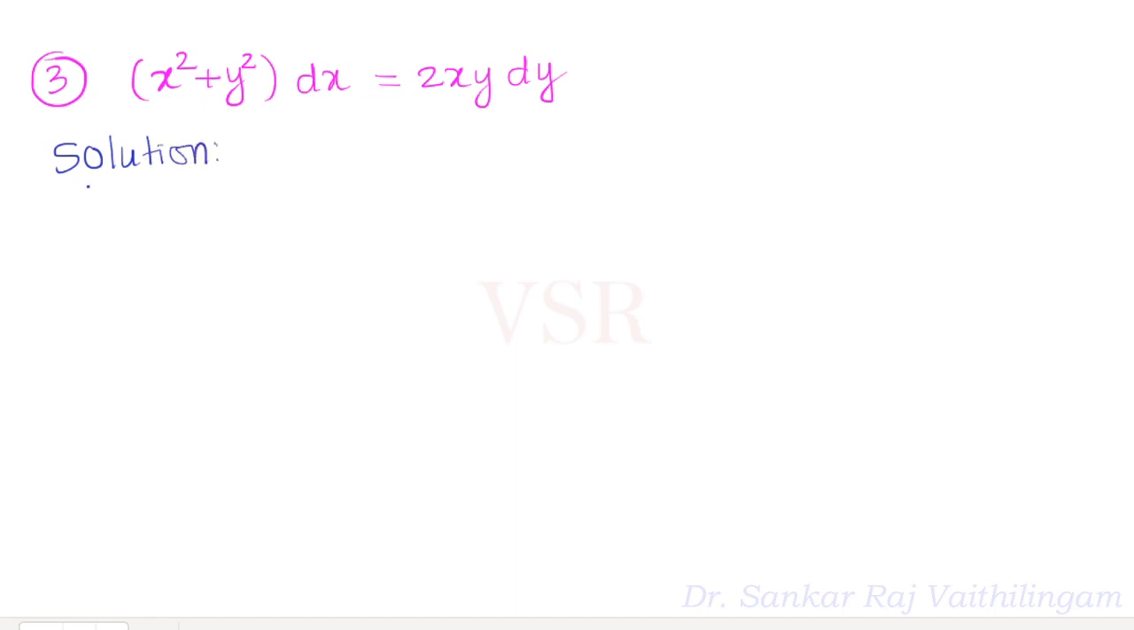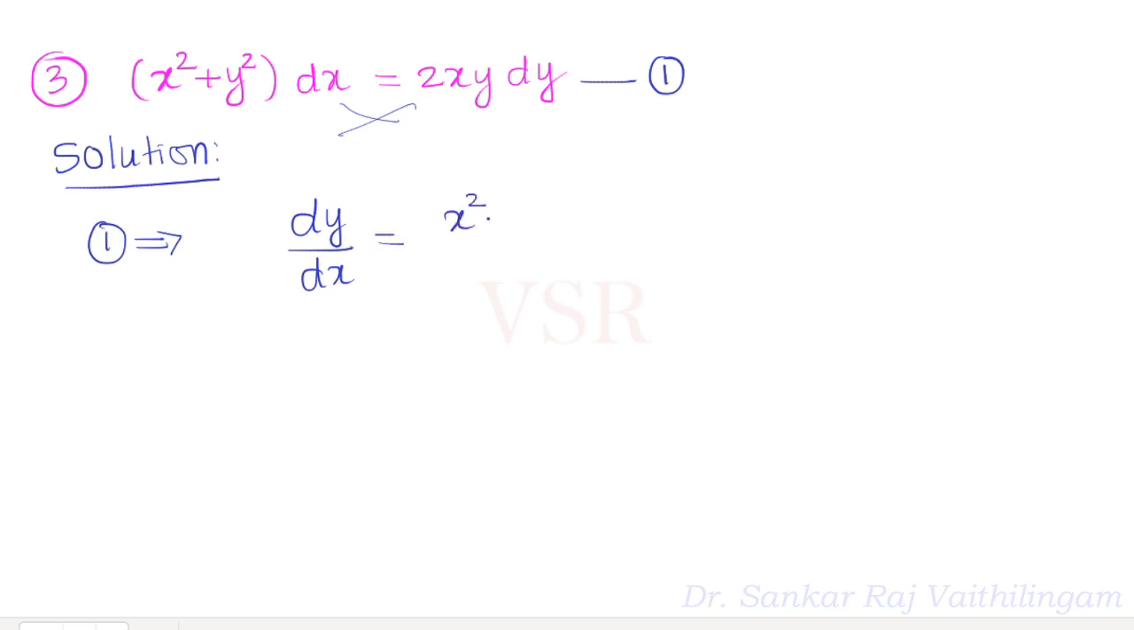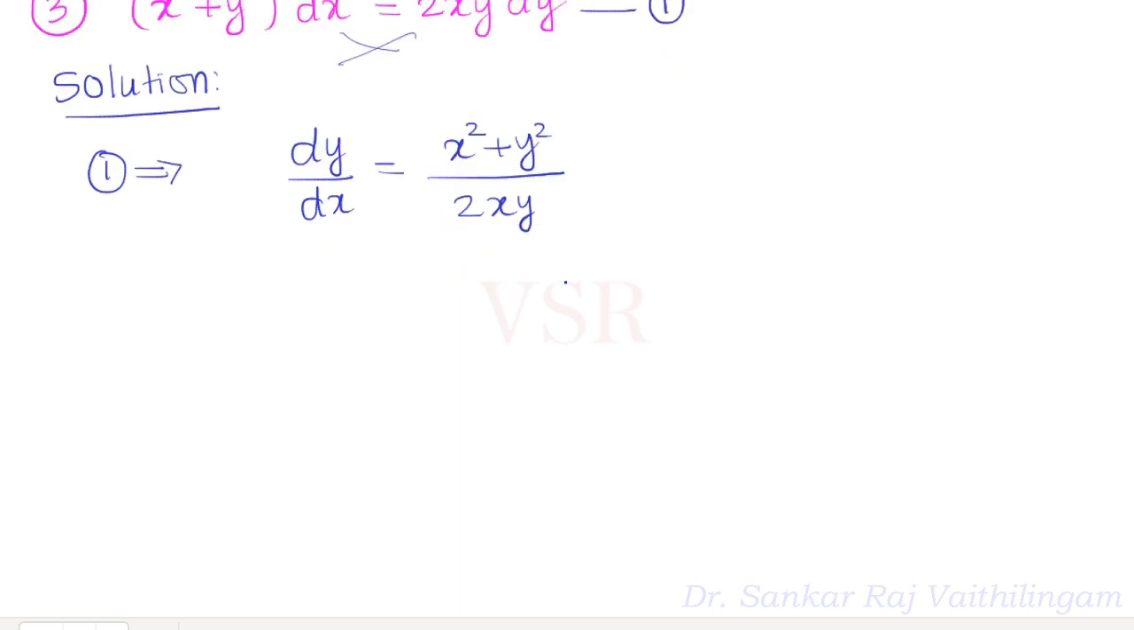Let me call this equation 1. This implies dy by dx is equal to x square plus y square divided by 2 times xy.